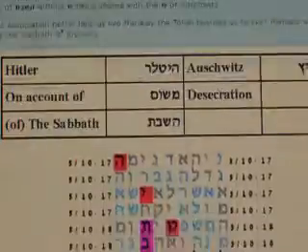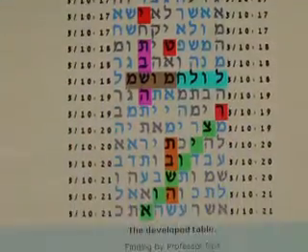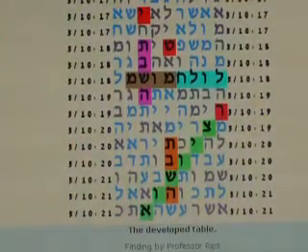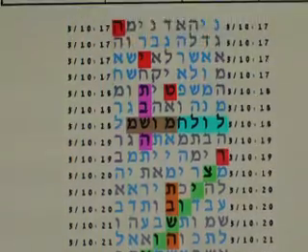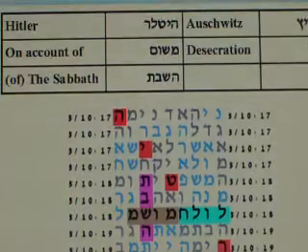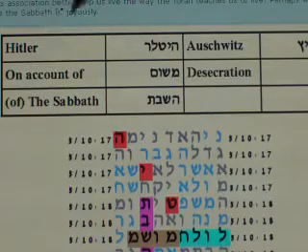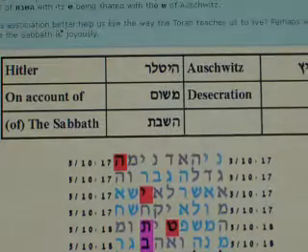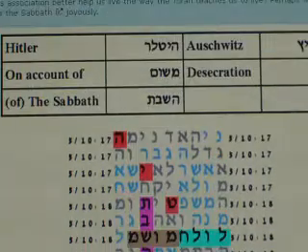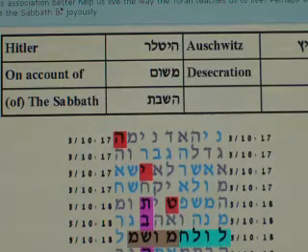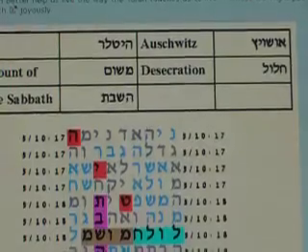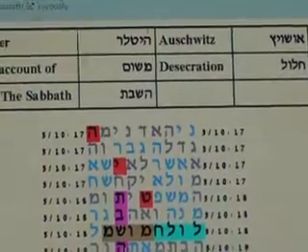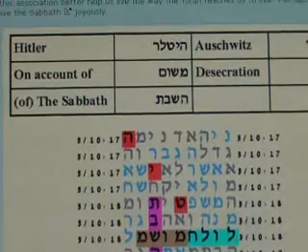We see that even the desecration is mainly the desecration of Shabbat. You can see here, clearly again, Auschwitz, Hitler, and the desecration of the Shabbos. As we said many times, the desecration of the Shabbos brings a lot of troubles to Jews. So you have it clearly. You can see Auschwitz, and you can see the desecration, because of Chilul Shabbat.